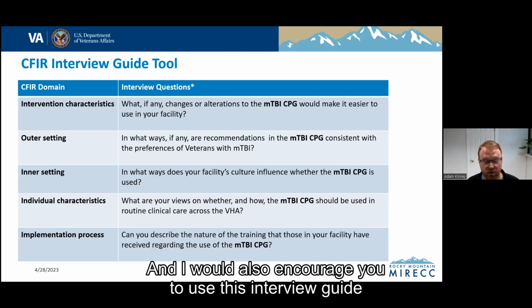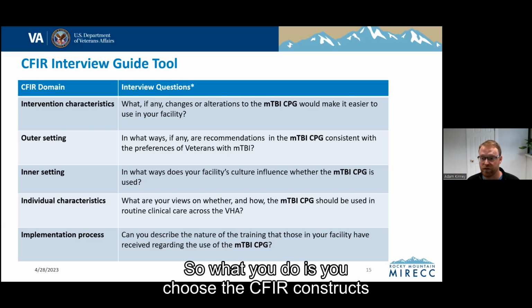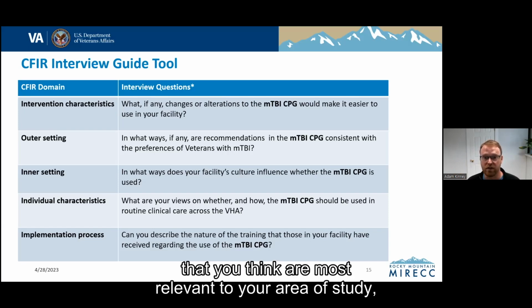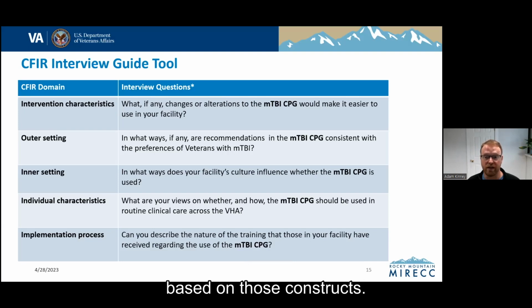And I would also encourage you to use this interview guide tool in your own work. It's a really great jumping off point. So what you do is you choose the CFIR constructs that you think are most relevant to your area of study, and it generates potential interview questions for you based on those constructs.